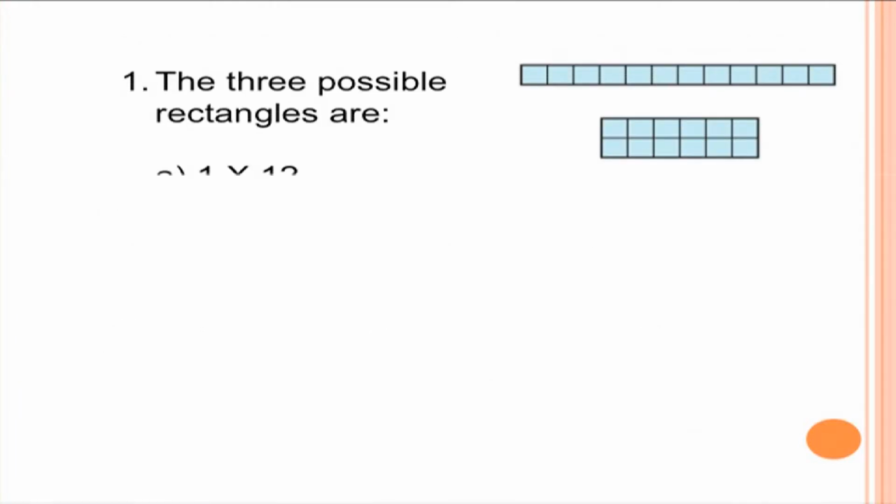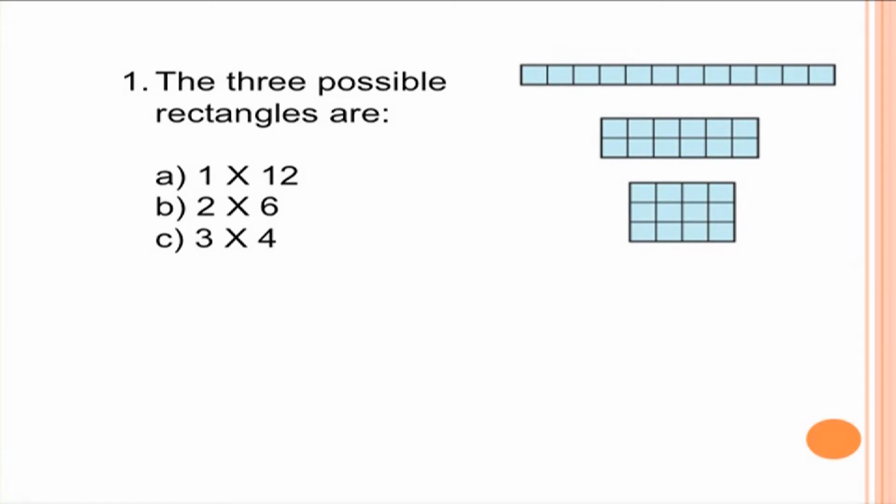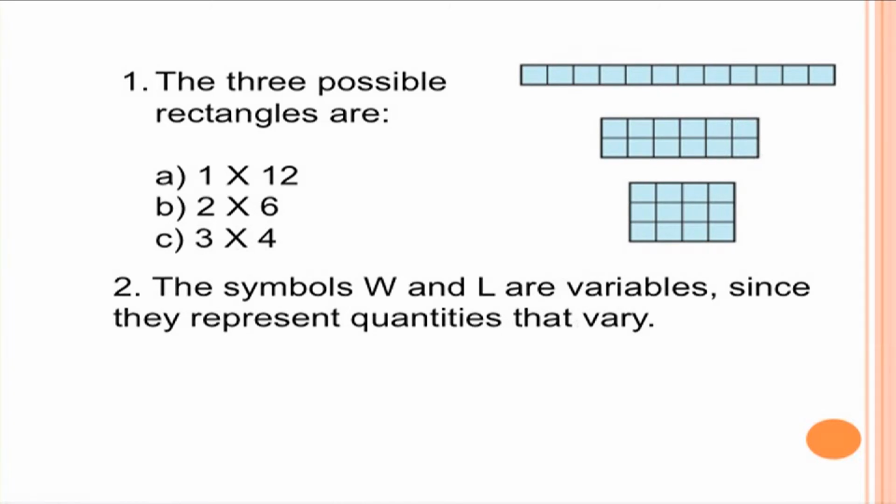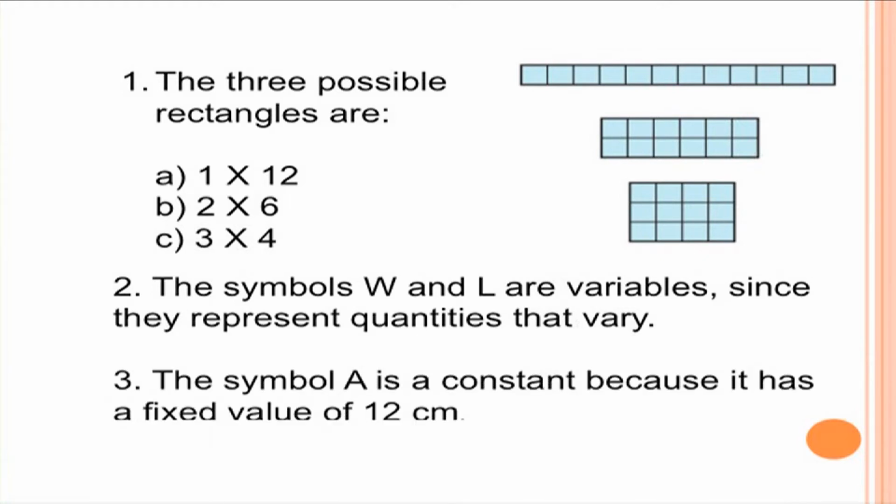Now the 3 possible rectangles are 1 by 12, that is, width is 1 and length is 12 centimeters. Second possibility is 2 by 6, that is, width is 2 centimeters and length is 6 centimeters. And the last option would be 3 by 4, that is, width is 3 centimeters and length is 4 centimeters. The symbols W and L are variables since they represent quantities that vary. The symbol A is a constant because it has a fixed value of 12 square centimeters.